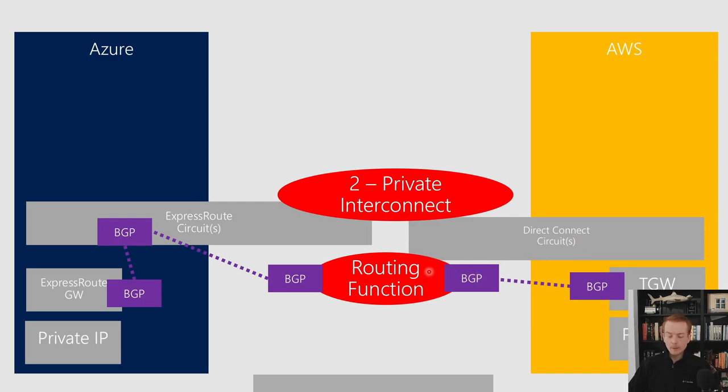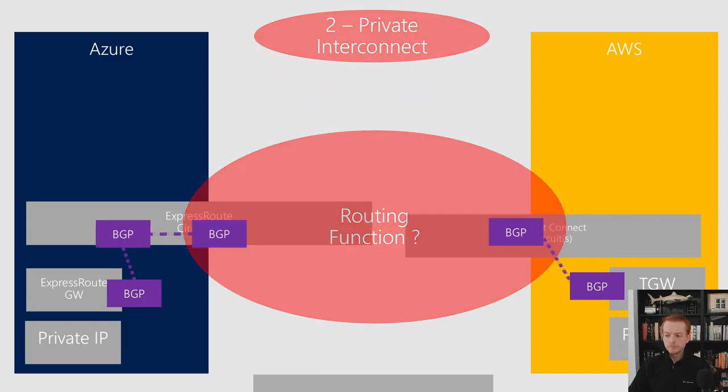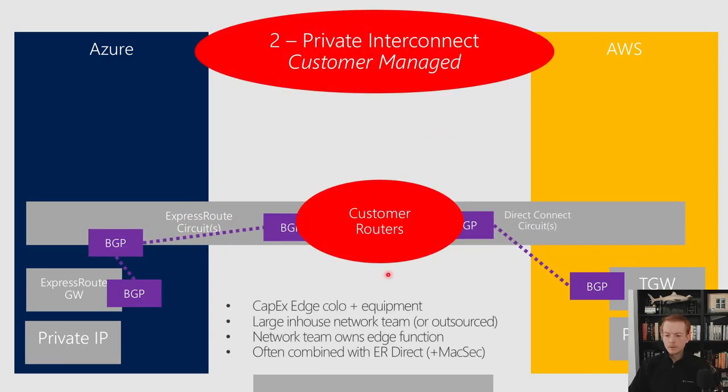And really what we're talking about here is, how do I stitch together my private interconnect from Microsoft, aka ExpressRoute, to my private interconnect from AWS, aka Direct Connect? What does that routing function look like in the middle? What are my options there? The first way you could do that would be to use your own routers.